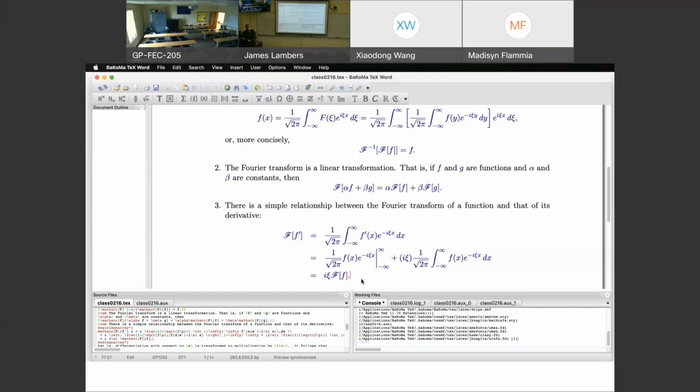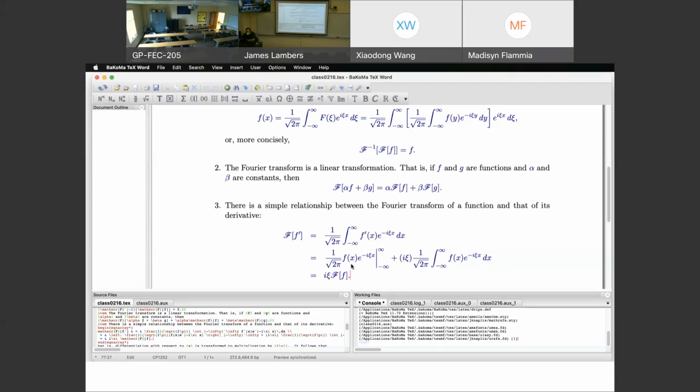Then certainly you can see you can apply this repeatedly. For example, the Fourier transform of a second derivative would be minus c squared times the Fourier transform of the original. So, questions about the first few properties? Oh, you said the first term equals 0 because it cancels out?